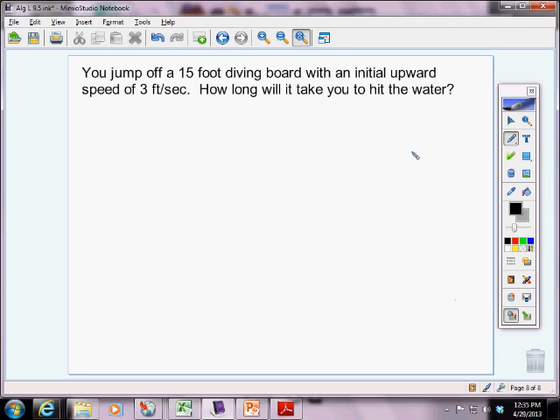So let's take a look at this example. You jump off a 15-foot diving board with an initial upward speed of 3 feet per second. How long will it take you to hit the water? So as we go to do this problem, since we're adding some velocity to it, we're jumping off something, we're going to use our model height equals negative 16 times t squared plus our velocity times our time plus our initial height.